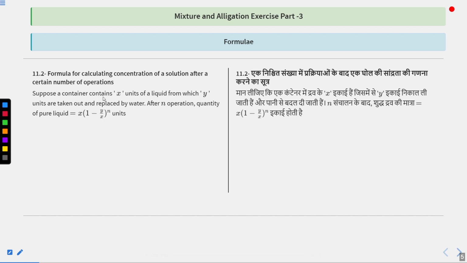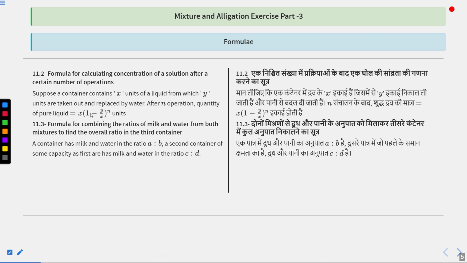The other formula is for calculating the concentration of a solution after a certain number of operations. Clear? Suppose a container contains X units of a liquid, from which Y units are taken out and replaced by water. After the operation, the quantity of pure liquid becomes X into the bracket 1 minus Y upon X to the power n. Here n represents the number of operations, how many times we do it, Y represents the number of units taken out and X represents the total number of units.